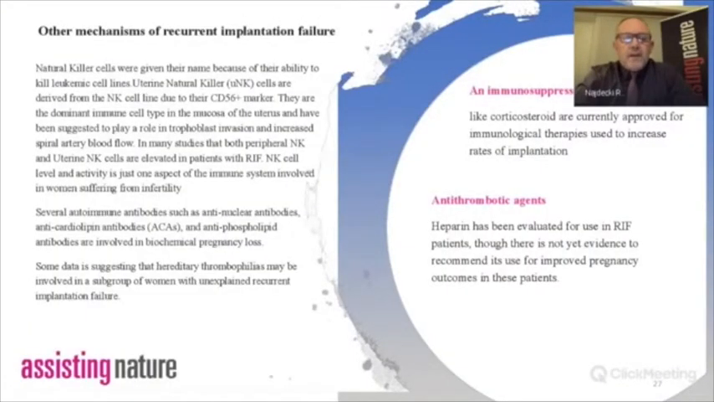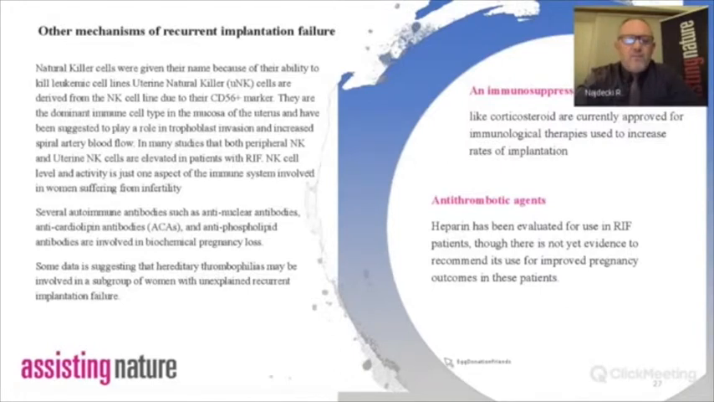Of course, we have other mechanisms of recurrent implantation failure. Natural killer cells were given their names because of their ability to kill leukemic cell lines. Uterine natural killer cells are derived from the NK cell line due to their CD56 plus marker. They are the dominant immune cell types in the mucosa of the uterus and have been suggested to play a role in trophoblast invasion and increased spiral artery blood flow.